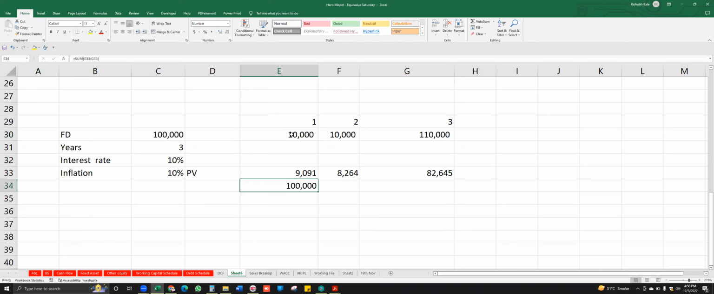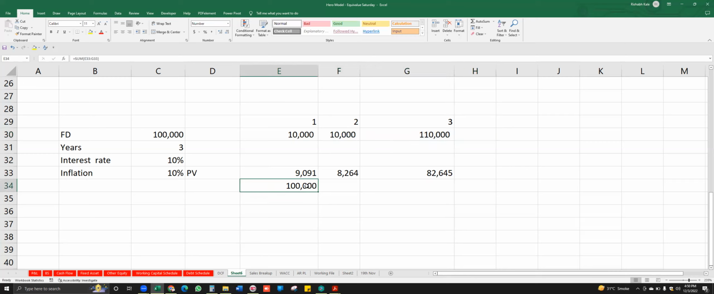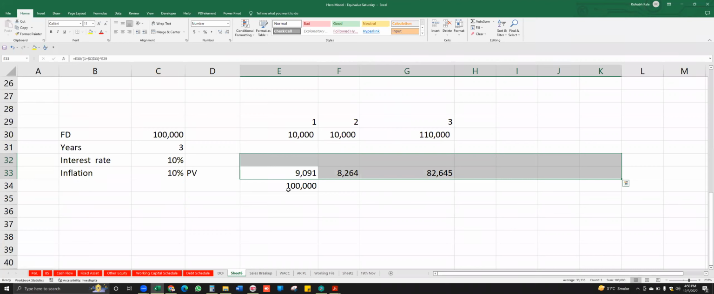So if I do the same for 5 years, rather than 3 years, will my value increase? If I put this FD for 100 years, will my value increase? The present value will stay the same throughout. If I do it for 100 years, I will get the same amount.